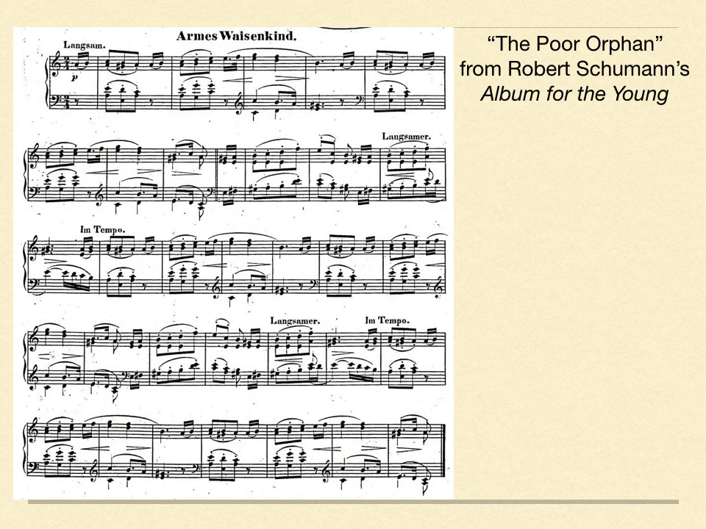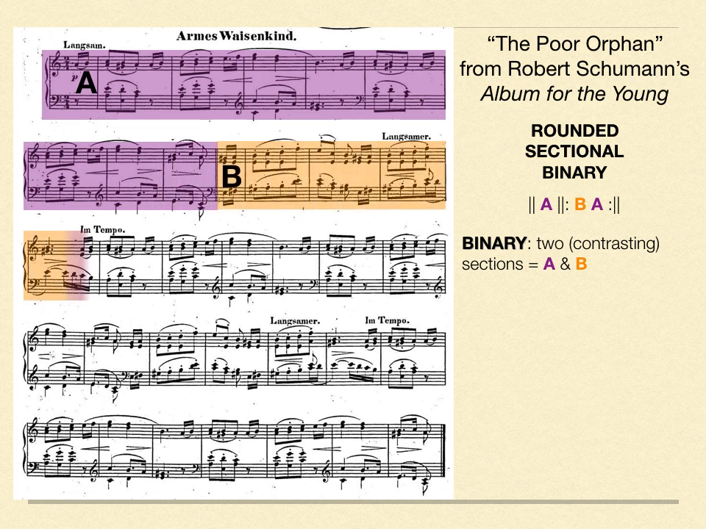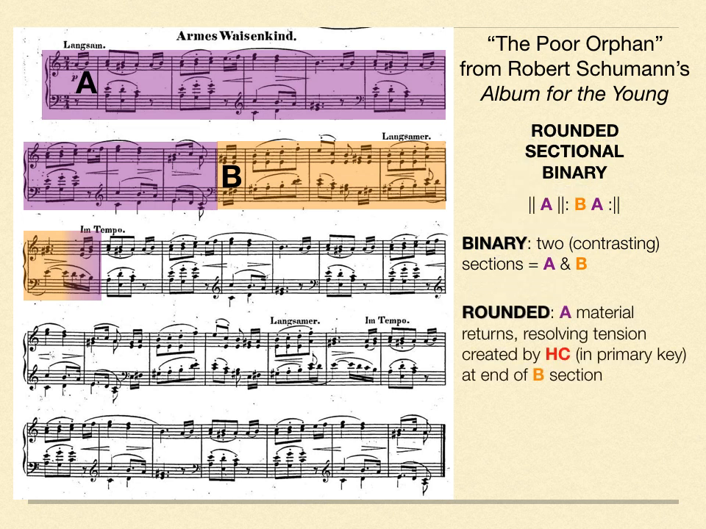The Poor Orphan from Robert Schumann's Album for the Young is an example of rounded sectional binary form. Without repeats, the structure is a bit more obfuscated than that of the minuet, but a closer examination reveals that there are two sections that contrast each other. Measures 1 through 8 comprise the A section, and the following four measures are the B section, because they present different thematic material. It is rounded because the A material returns, in this case exactly as originally presented.